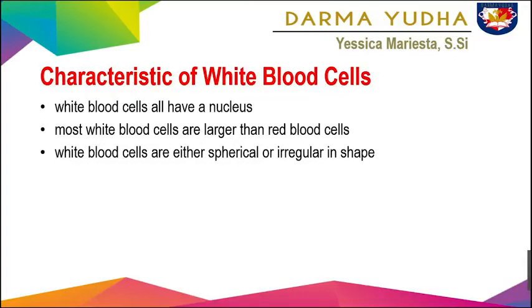White blood cells are also made in the bone marrow, but they are easy to distinguish from red blood cells in a blood sample. First, white blood cells all have a nucleus, although the shape of this varies in different types of white cells. Second, most white blood cells are larger than red blood cells, although one type, the lymphocytes, may be slightly smaller. Third, white blood cells are either spherical or irregular in shape, never looking like a biconcave disc.